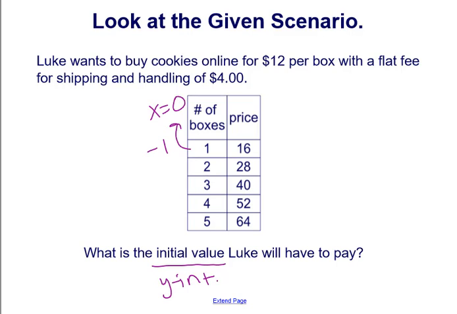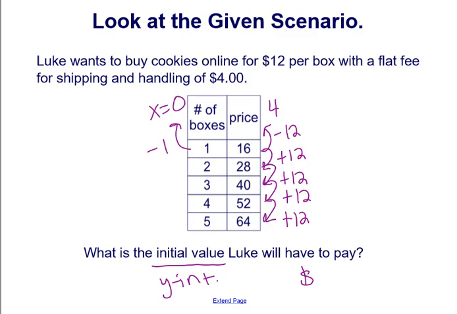Now, what would you subtract from the y's? Well, if we're going from 16 to 28, 28 to 40, 40 to 52, 52 to 64, that means we're adding 12 to each y value, or the change in y values is 12. So working backwards, we subtract 12 from 16, and we get 4. So our answer should be that Luke will have to pay $4 as an initial value.